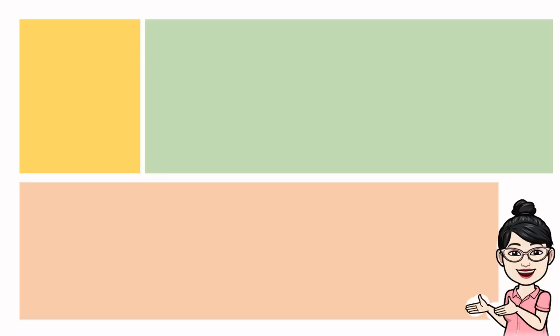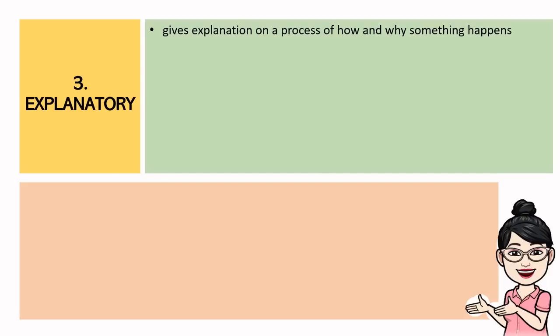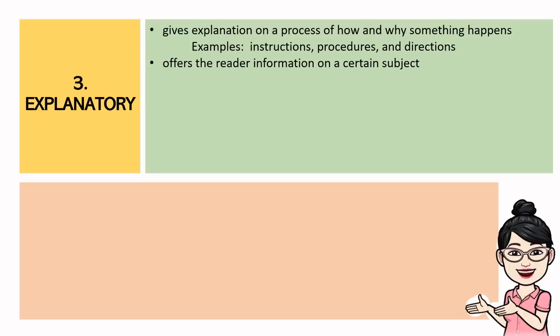The third type of paragraph is the explanatory paragraph. It is a type of text that gives explanation on a process of how and why something happens. Examples of this are instructions, procedures, and directions. An explanatory paragraph offers the reader information on a certain subject.